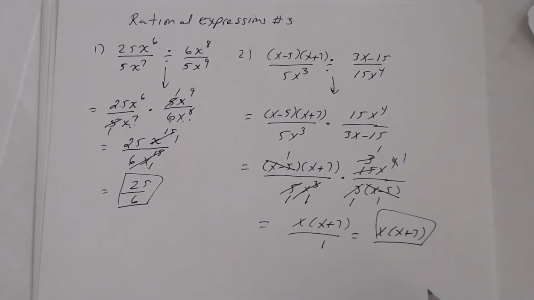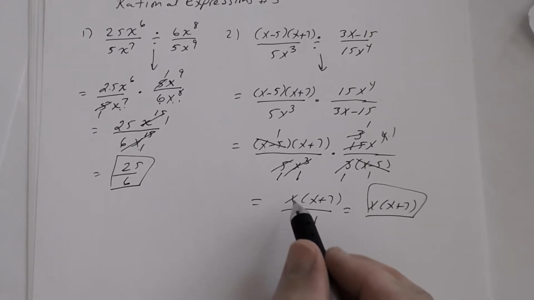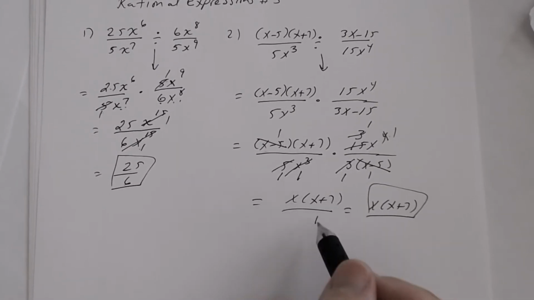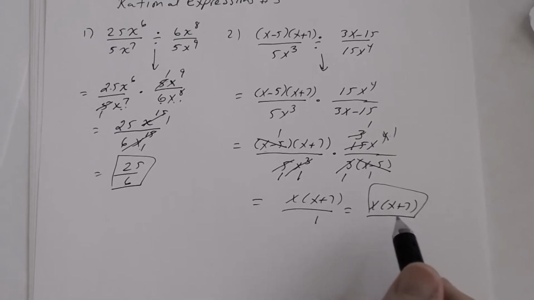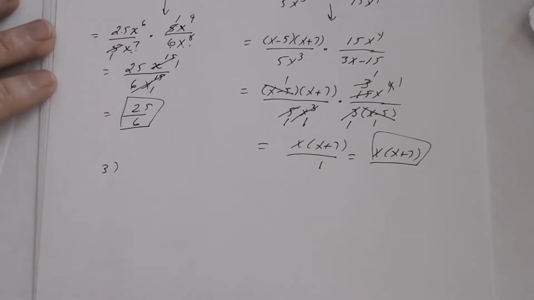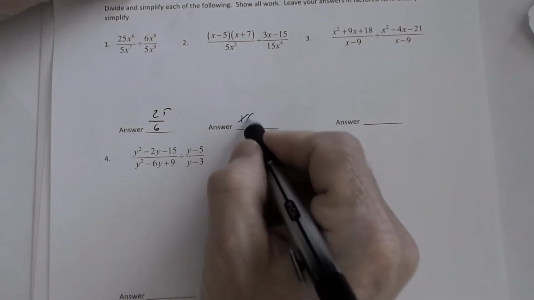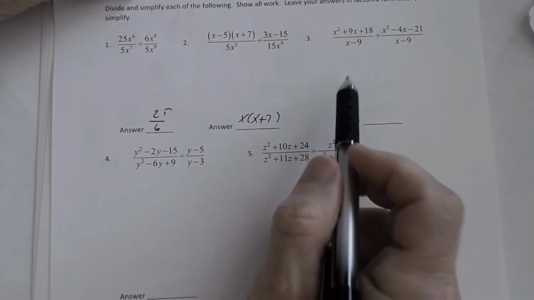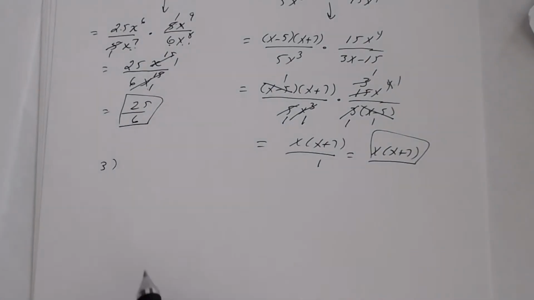Leave it in factored form. Now, don't leave your answer like this, though, because we do expect you to understand that any expression divided by 1 is that expression. All right, so number 3. Number 3, we have this, and so therefore, number 2, the answer is going to be x times x plus 7.